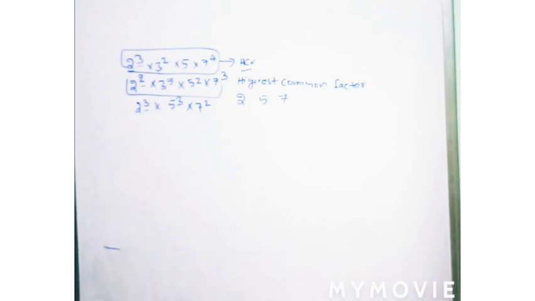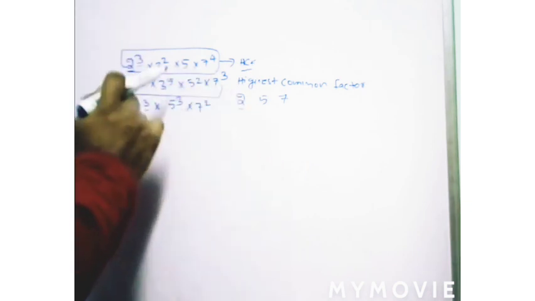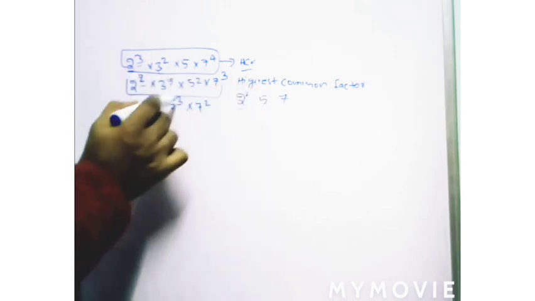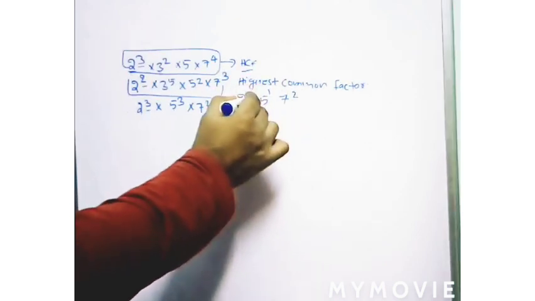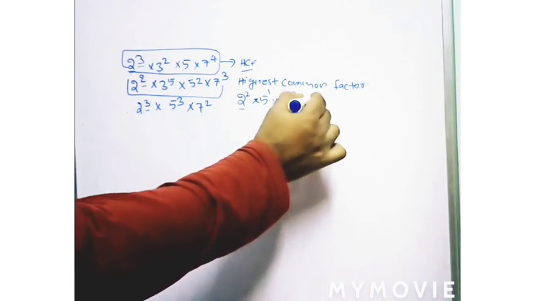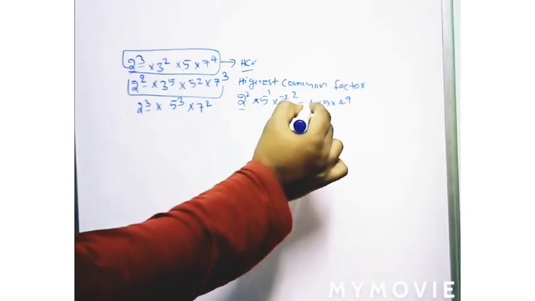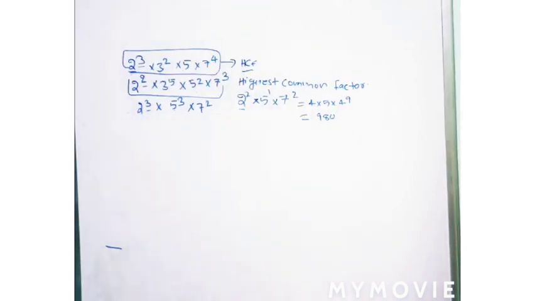Now whenever we try to find the HCF, we take the least powers and their product. For 2, what is the least power? Between 3 and 2, the least power is 2. For 5, the least power is 1. For 7, the least power is 2. So the product of all these is 4 times 5 times 49, which comes to 980.